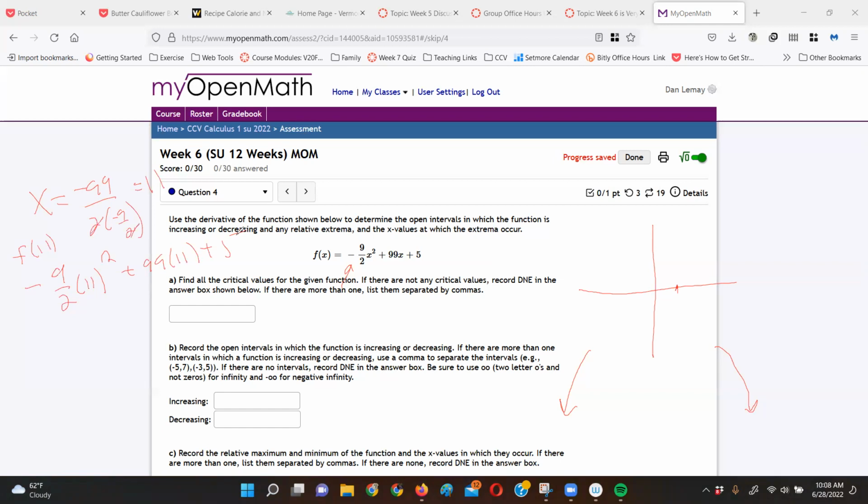Let's see. I'm going to do -4.5 times 11 squared, which is 121. I know I could do 11 squared, but I know what it is. And then plus 99 times 11 plus 5.